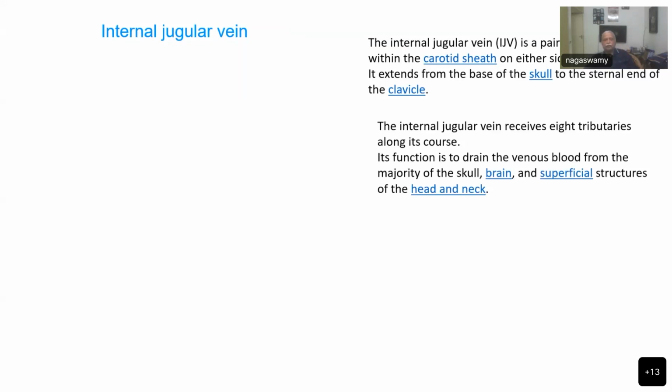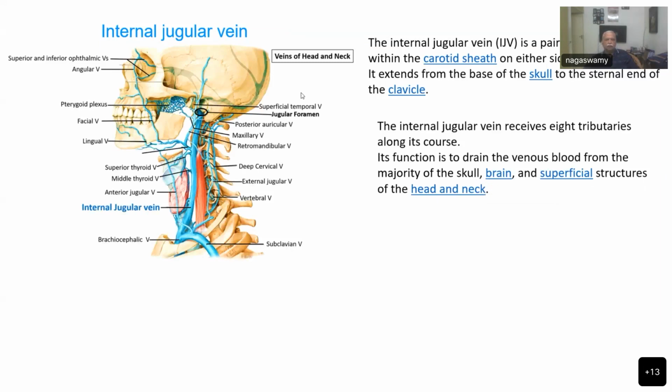So it is not enough if you just say that it is draining the blood from the brain and the facial structures. Its function is to drain venous blood from the majority of the skull, brain, superficial structures, and head and neck. That is one thing. And this is the whole course of the internal jugular vein, starting from the base of the skull when it comes out through the jugular foramen. From there you have to start. And then it has a relationship to so many structures in the head and neck. And finally it joins the subclavian vein to form the brachiocephalic vein.